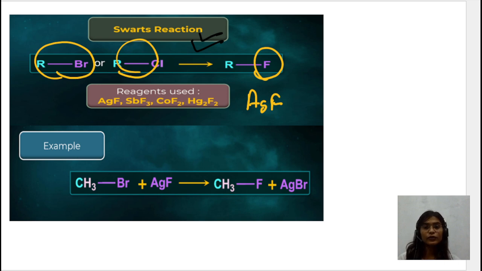So a fluorinating reagent is there. And observe that it is SbF3 there, and this is also CoF2. These are some important fluorinating reagents. Add them and we simply get fluorine formation and the halide is released. Okay, this is all for the Swarts reaction. Very simple reaction, only the naming of the reaction is important.